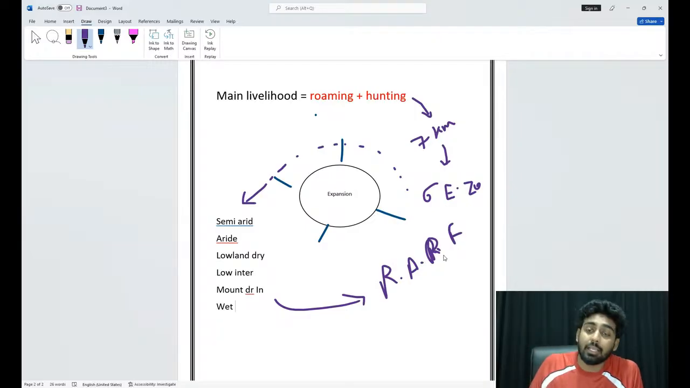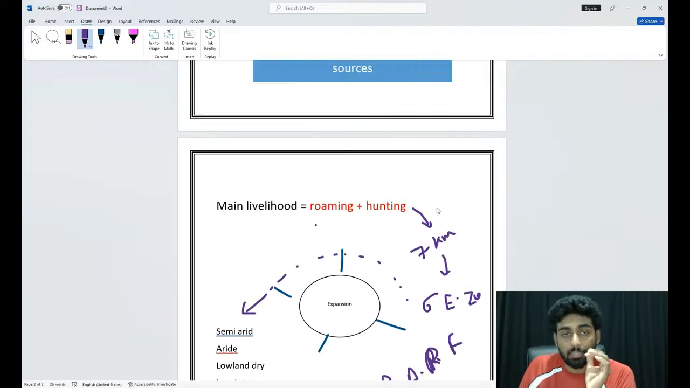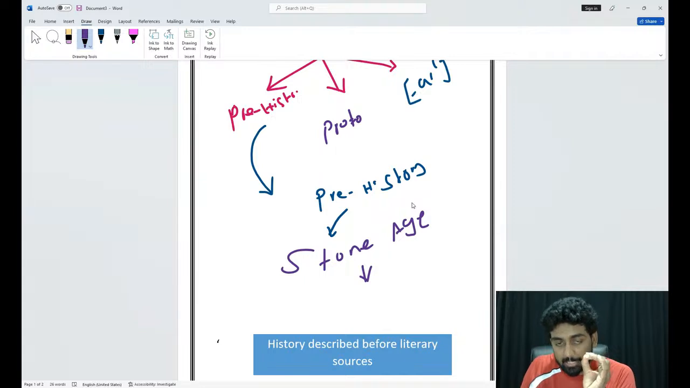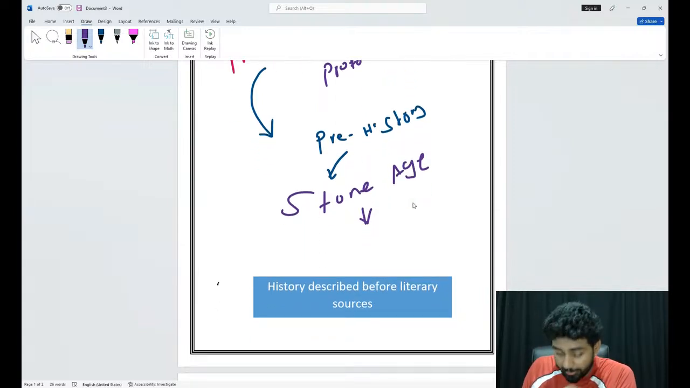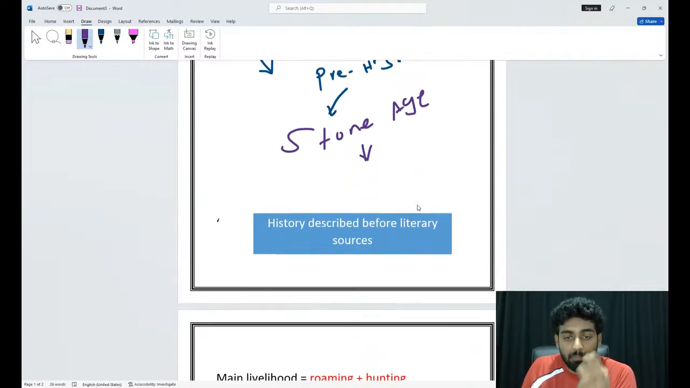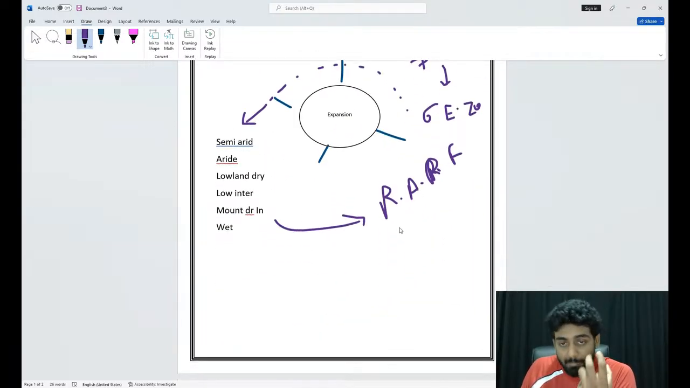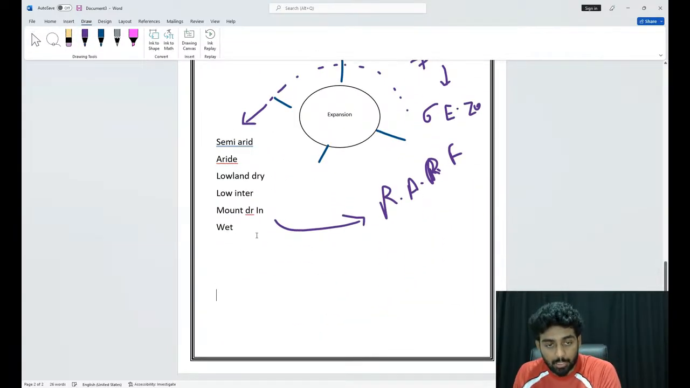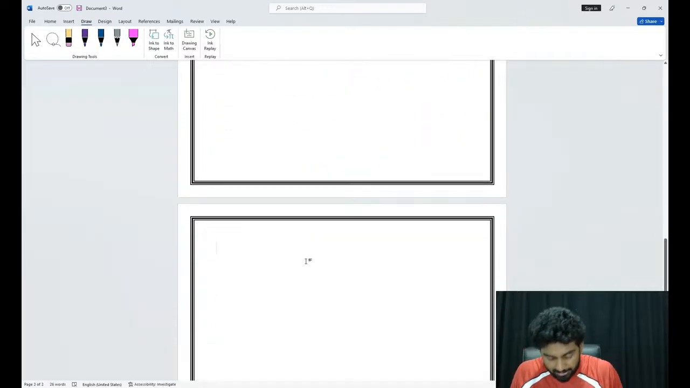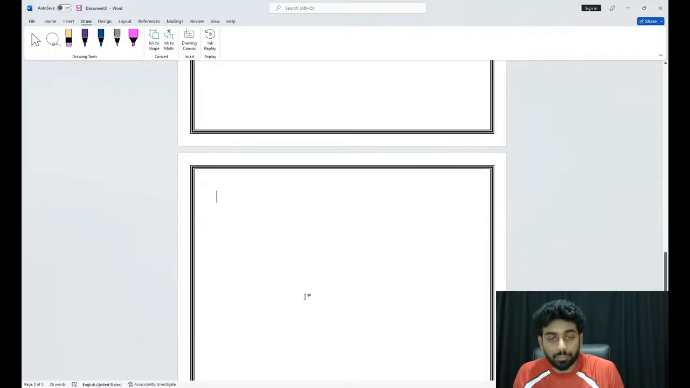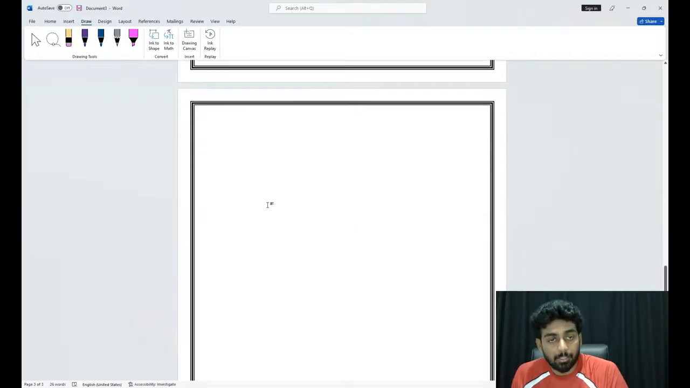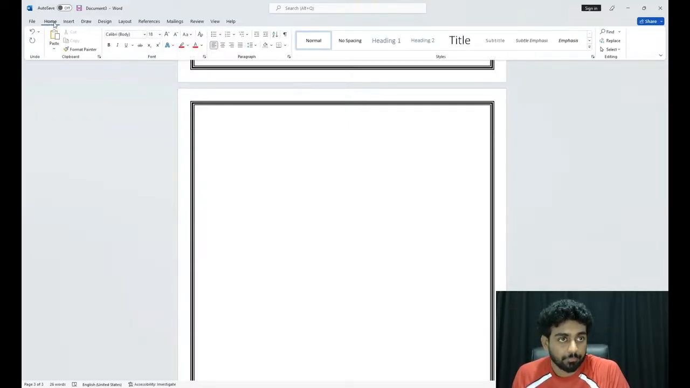Now we have started talking about prehistory. Prehistory is also known as the Stone Age. The history described before literary sources we call the prehistoric era. We discussed the expansion of the prehistoric era. Now we are going to discuss the key features as well as the lifestyle of prehistoric man. Let's discuss it simply.